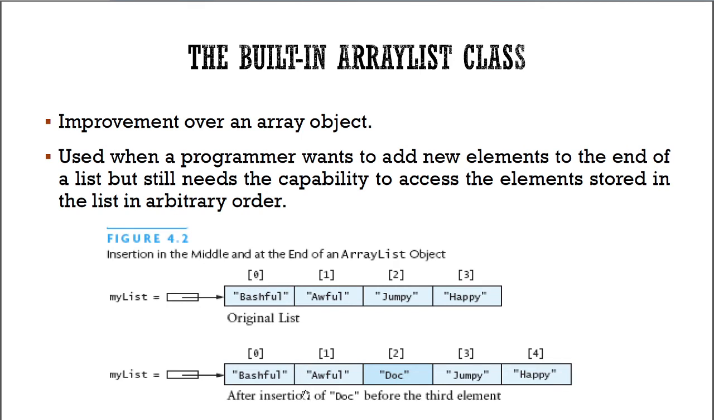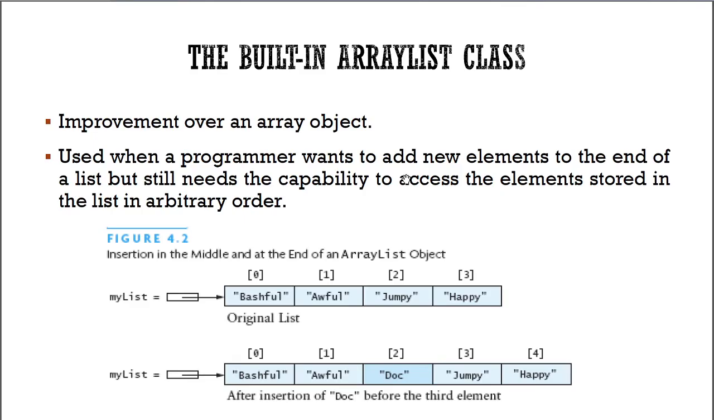Let's say we are going to insert a new element or new object into the ArrayList, and we want to insert in the middle, at the third element. So directly we can insert at position index 2, where jumpy, which was originally at index 2, will be moved to the next index.